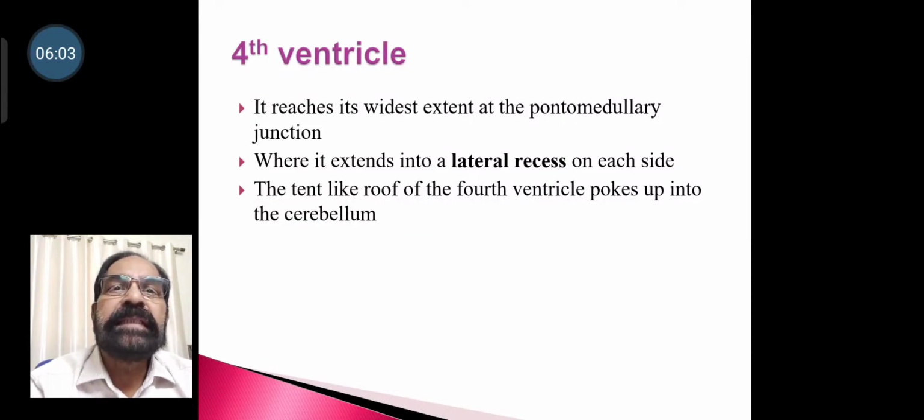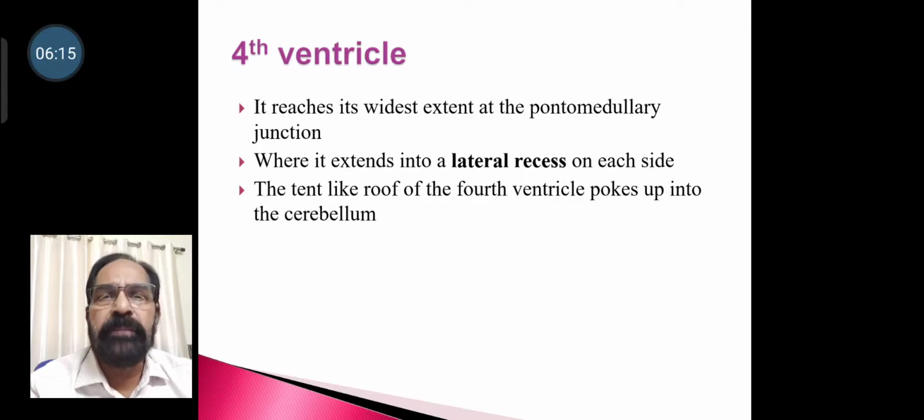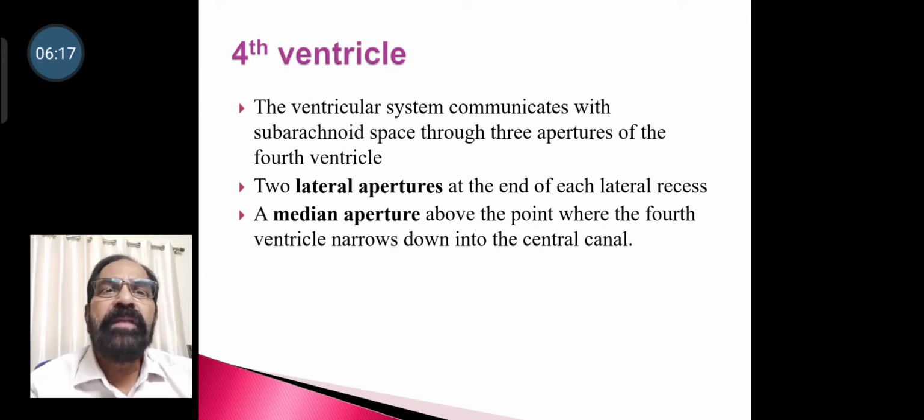Fourth ventricle reaches its widest extent at the pontomedullary junction, where it extends into lateral recess on each side. The tent-like roof of fourth ventricle pokes up into the cerebellum. The ventricular system communicates with the subarachnoid space through three apertures of the fourth ventricle. Two lateral apertures at the end of each lateral recess and a median aperture above the point where fourth ventricle narrows down to the central canal.